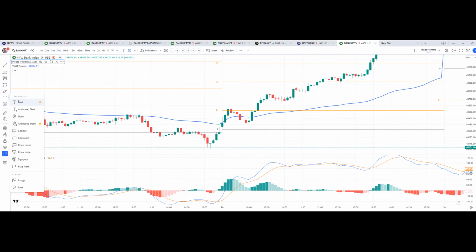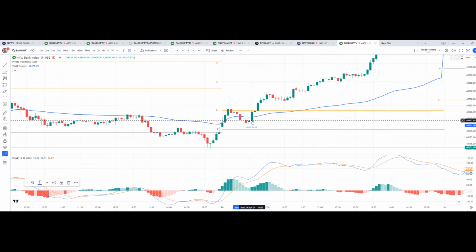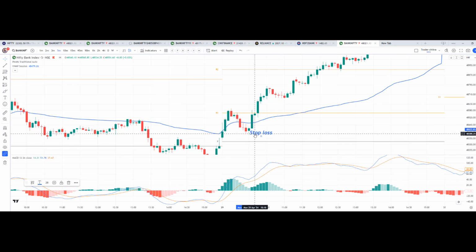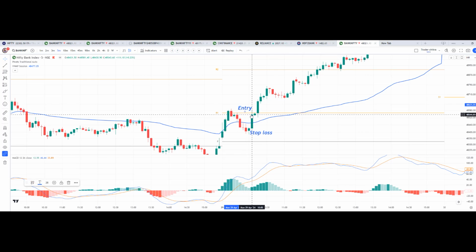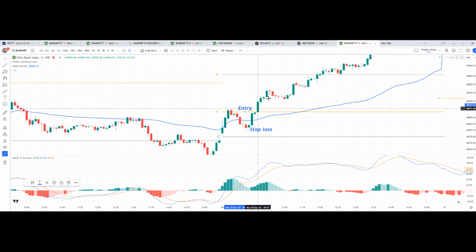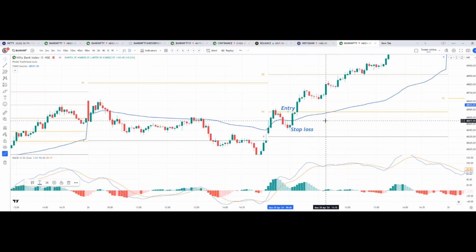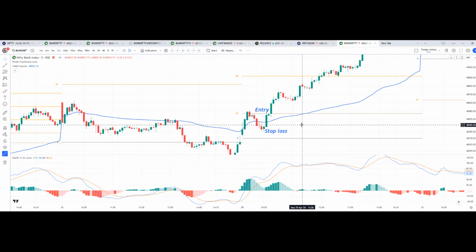Stop loss we can keep here, that is below this green candle. Below this green candle we can keep the stop loss, and here this is the entry. Here we can enter into the long trade. The next resistance will be the target, but we don't want to wait for the price to touch the R2. We can keep trailing our profit before that itself. Once you are in profit in Bank Nifty or in Nifty, you can always book your profit.